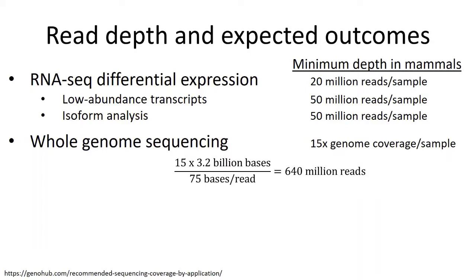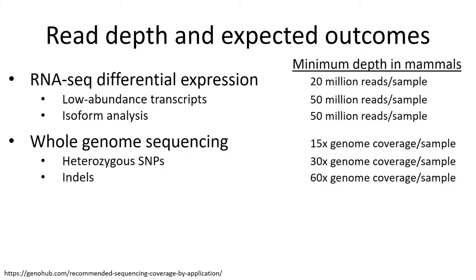This changes depending on how long your reads are or if you're in a different organism, which is why whole genome uses a genome coverage calculation. So if you're simply looking for homozygous variants, 15x genome coverage is a good minimum number. If you're looking for heterozygous SNPs or variants or indels, then you're going to want much higher coverage in order to well sample any of those types of variants.